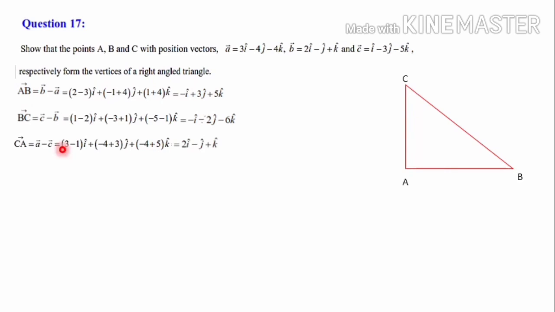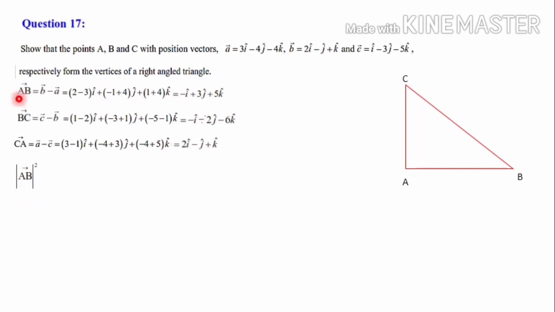When you do the calculation, 3 minus 1 is 2, 2 i cap, minus 4 plus 3 is minus 1, so minus 1 j cap, minus 4 plus 5 is 1, that is 1 into k cap is k cap. So we have got vector CA as 2 i cap minus j cap plus k cap. Then we have to go for calculating its modulus.